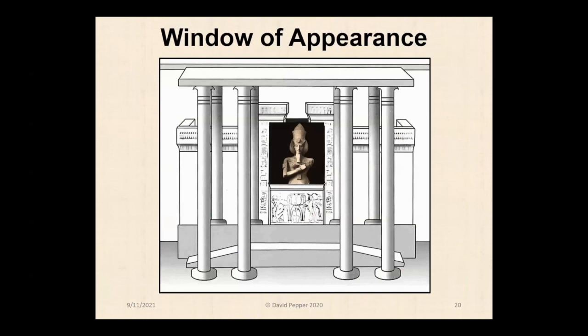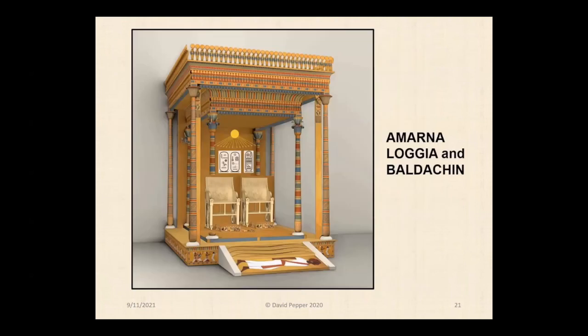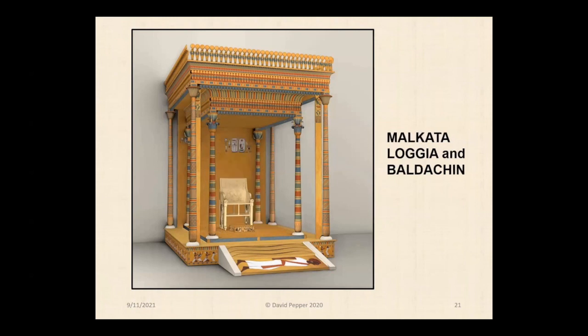Here's a reconstruction of Akhenaten looking out of his window of appearance. And this is a reconstruction of a loggia and baldachin canopy on an elevated platform with thrones for both Akhenaten and Nefertiti, their names and the symbol of the Aten behind them. It's based on a reconstruction of the remains of an actual structure found in the palace of Amenhotep III at Al-Qada. Amenhotep III, of course, was Akhenaten's father.